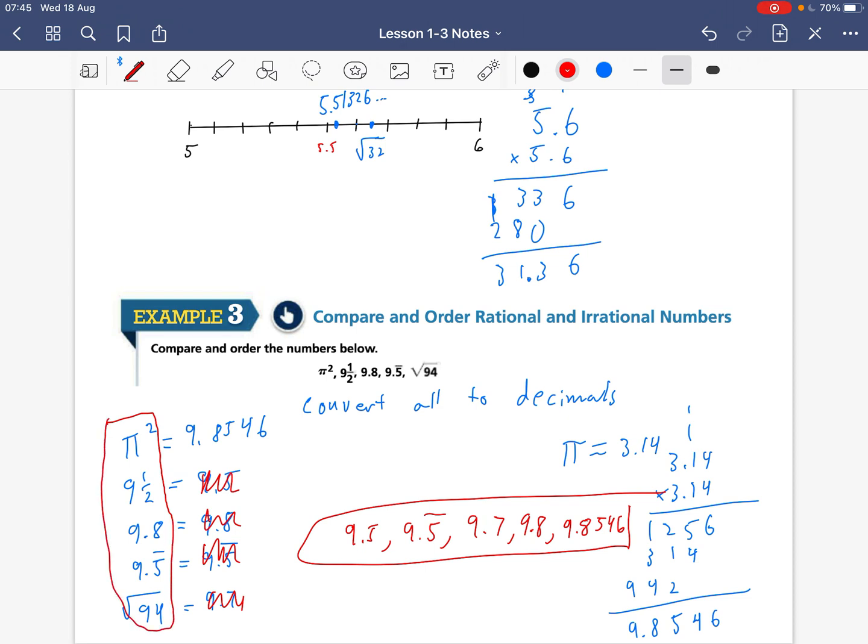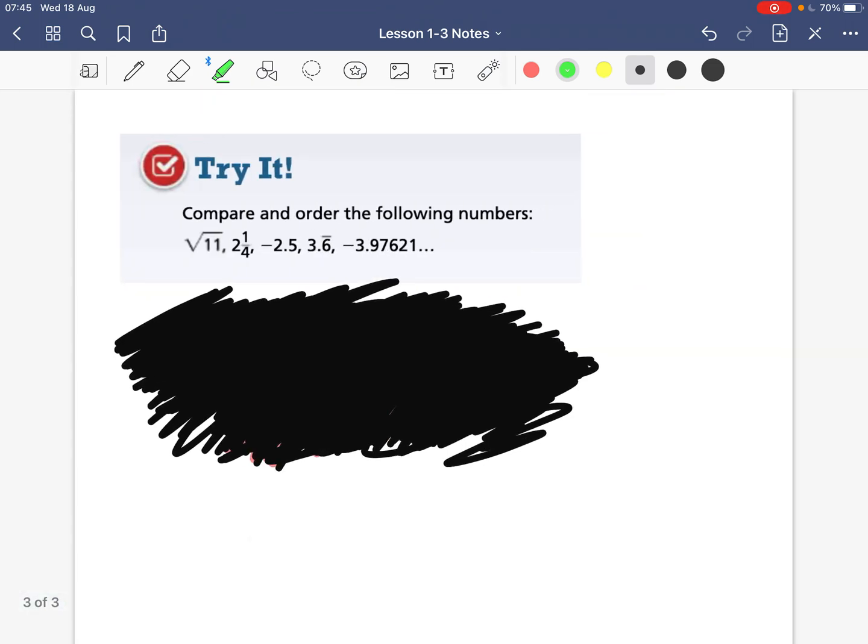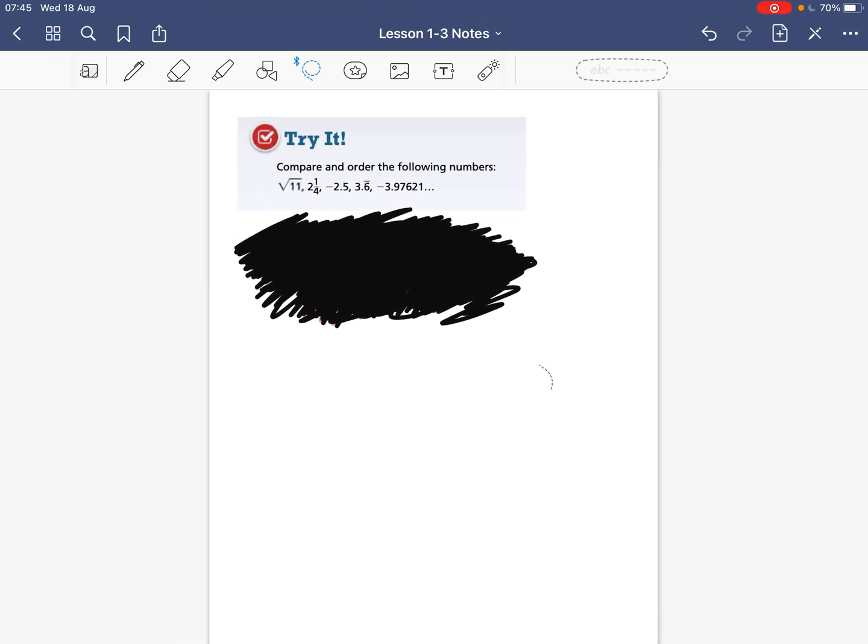So it should be 9 1/2 and 9.5 repeating and square root of 94, 9.8 and pi squared. This is actually what our answer should be right here, not what I boxed. Okay? All right, this last one, go ahead and order these. And here's your answer.